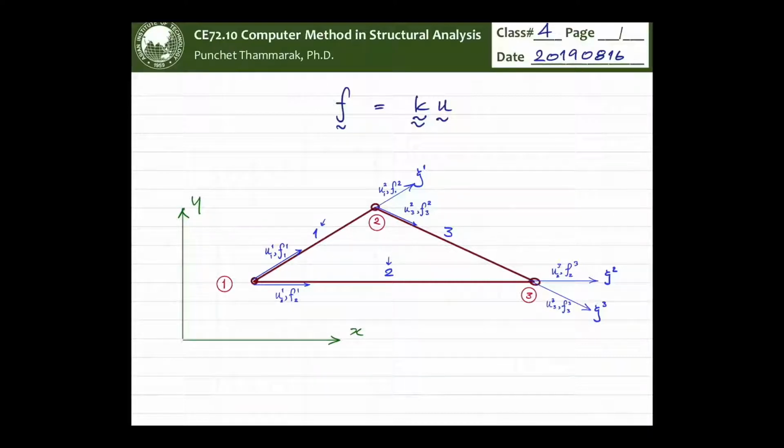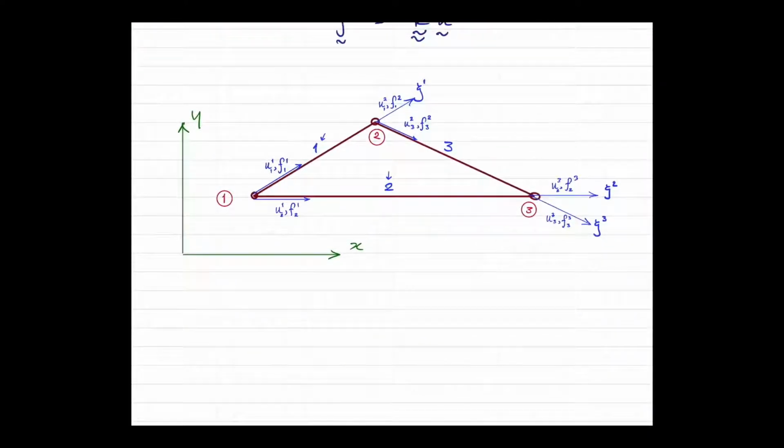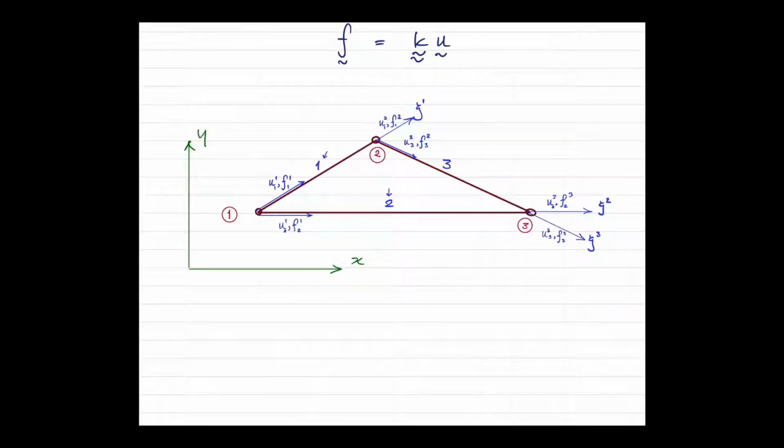So you can see that at each nodal point, number 1, number 2, number 3, we have many forces. They are not aligned in the same direction. For sure you cannot have anything. The equilibrium equation cannot be made, right? So how to cope with this problem?